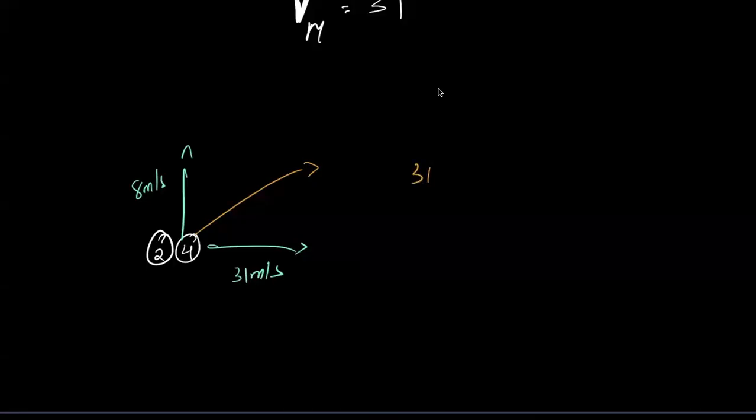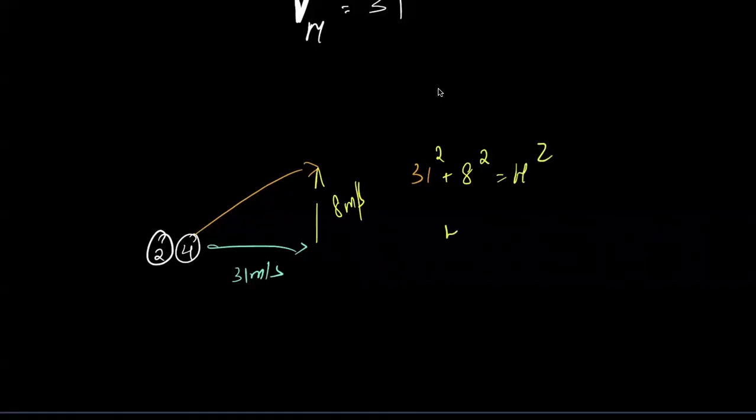31 square. It's just Pythagoras, by the way, okay? If I make this over here, 8 meters per second. It's going to be 31 square plus 8 square is equal to h square. So can someone let me know what's the answer for H? 32? So my speed is 32 meters per second.